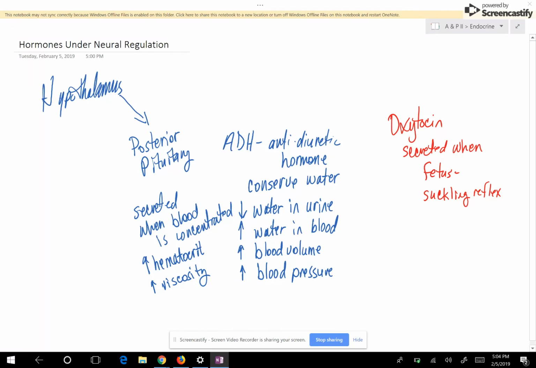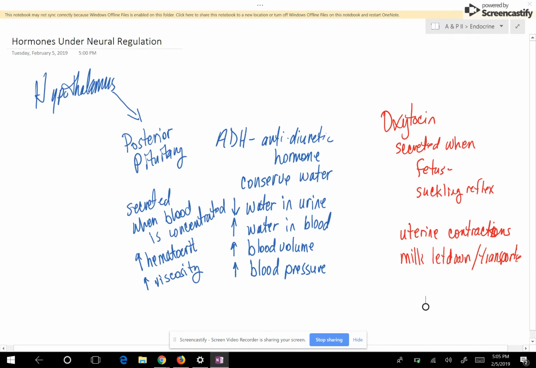Okay, the job of oxytocin, well, it's going to cause uterine contractions during birth. And then another thing it does is it's going to cause milk letdown. Another way of saying that is milk being transported from the mammary glands to the nipple, and that's oxytocin that causes that transport.